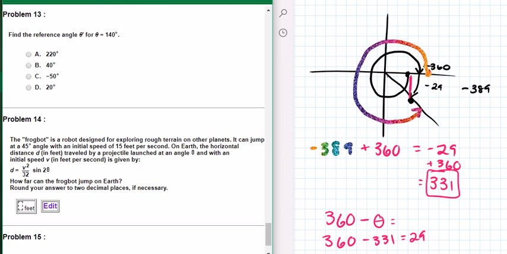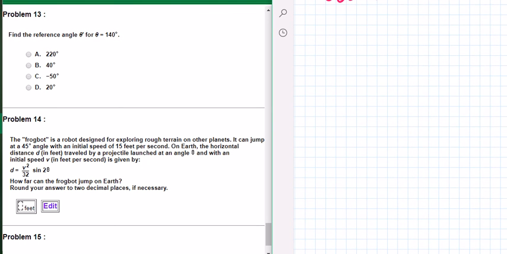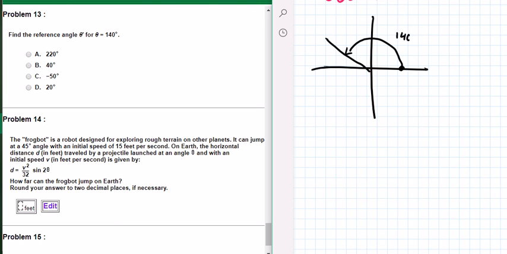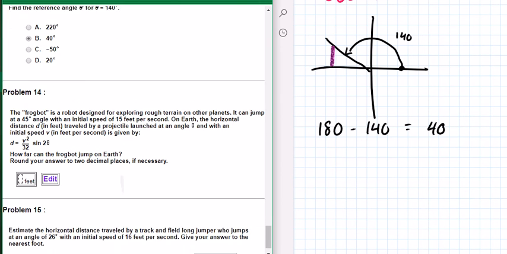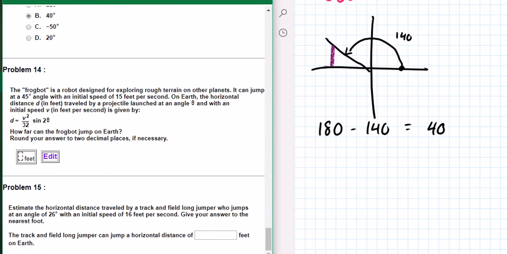So problem 13 here. Finding the reference angle for 140 degrees. Drawing it out. Positive 140 degrees. I go past 90, and then I'm not quite to 180. So this is 140 degrees, and I need to be thinking about, well, how far away from 180 is it? So I take 180 minus that 140, minus theta, and that gives me 40 degrees. B. Alright, and last two problems here.